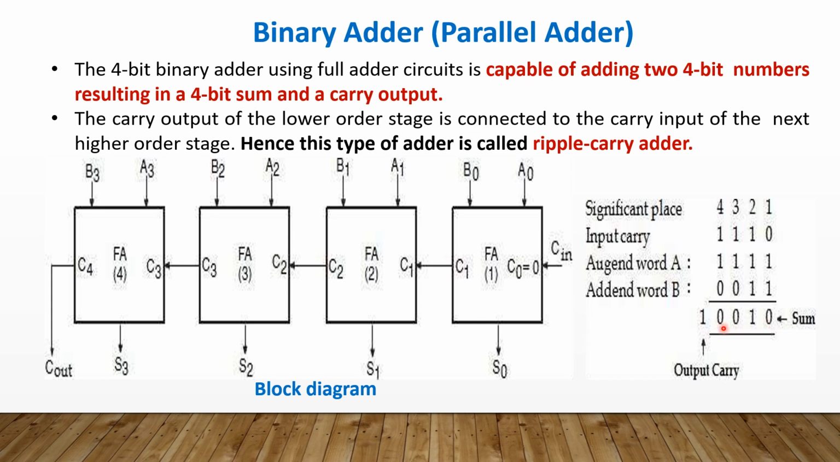This 0 is the MSB bit. So here we get S3 equal to 0, S2 equal to 0, S1 equal to 1, S0 equal to 0, and the final output carry C out is equal to 1. Likewise any 4-bit numbers can be added, so that we get both sum and carry out.